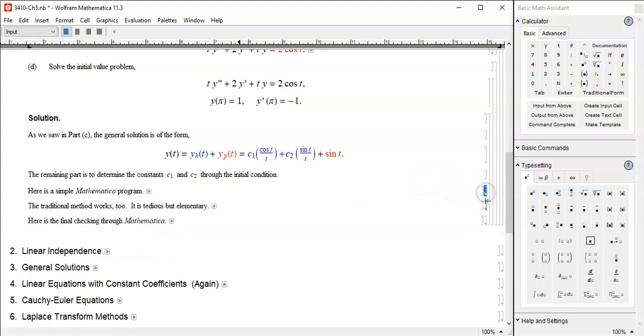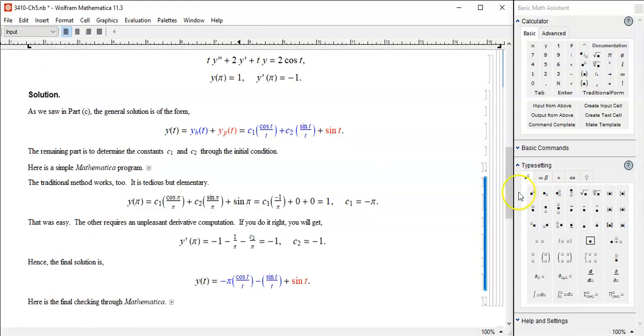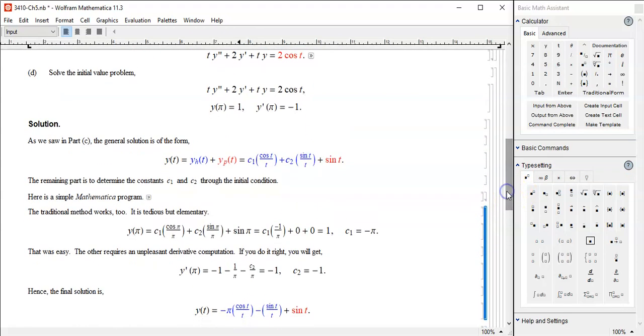And as for the traditional method, oh boy, it goes kind of like this. Here, plug in y of pi. Plug in pi, we get that. In this expression, plug in pi, we get this. And sine of pi is 0, so that drops out. Sine of pi is 0, that drops out. And cosine of pi is -1, so we get this expression. So in the end, what do you get? c1 is equal to -pi. That wasn't too bad. Not bad at all.